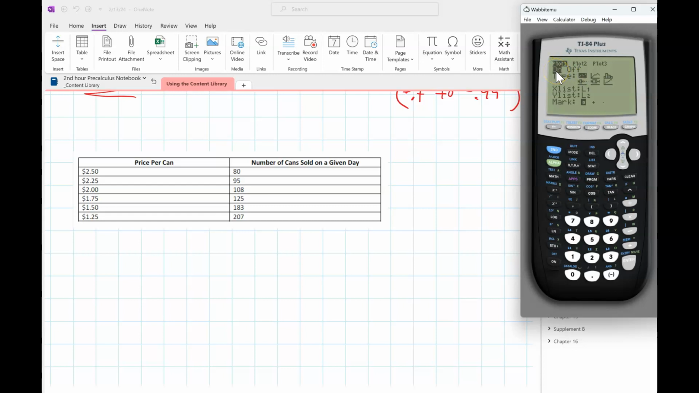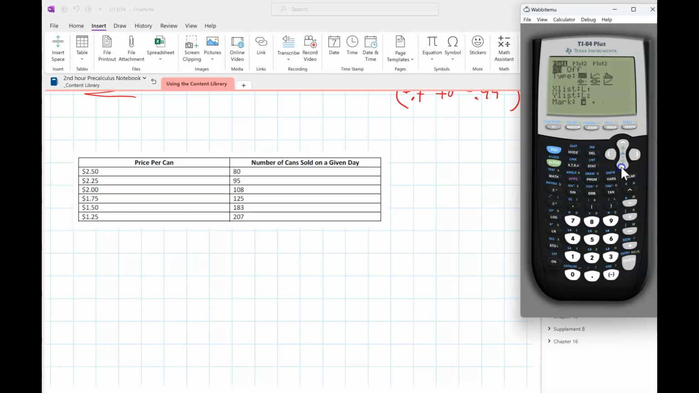So I've turned on plot 1. The next option is the type. The first option here that's automatically selected for you is the scatter plot. That's what we're going to be using every single time. You take a statistics class, maybe you'll worry about these other things. You won't do that in here.